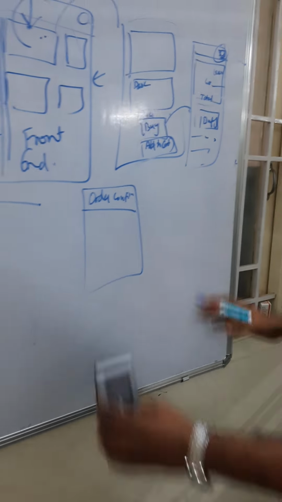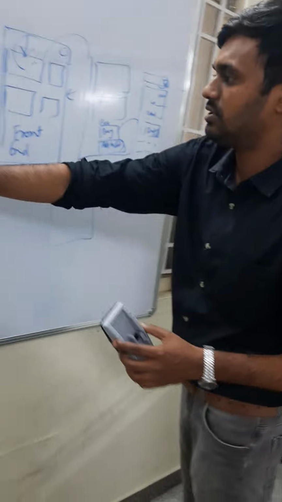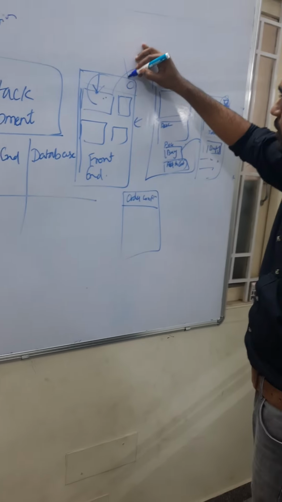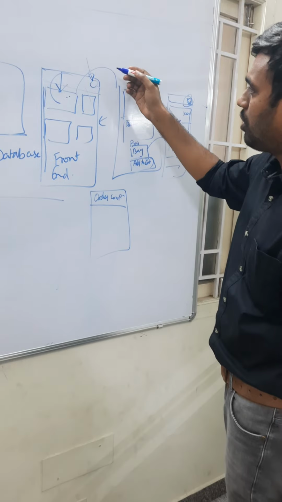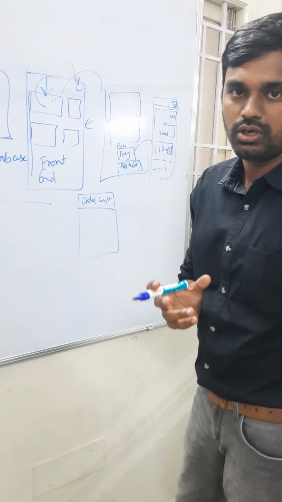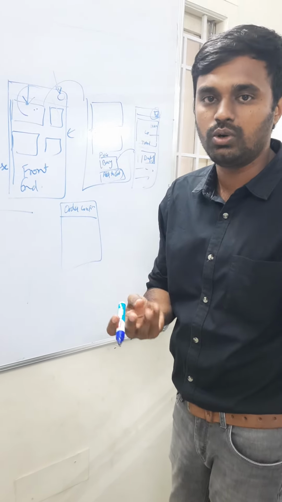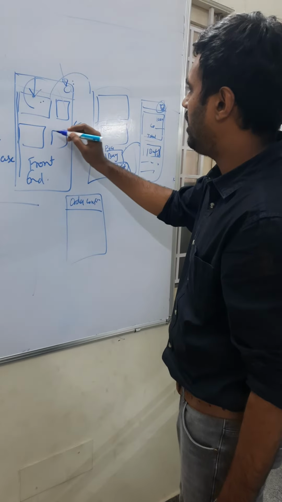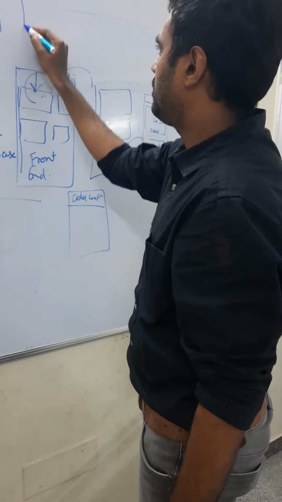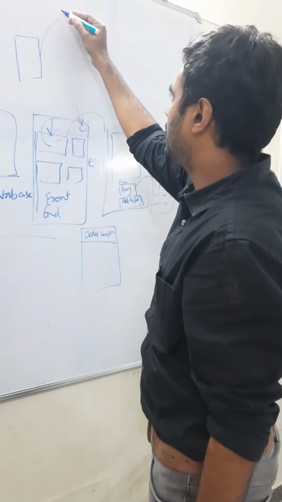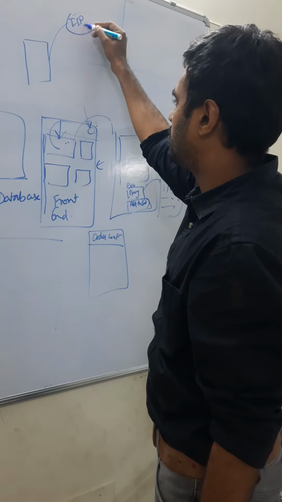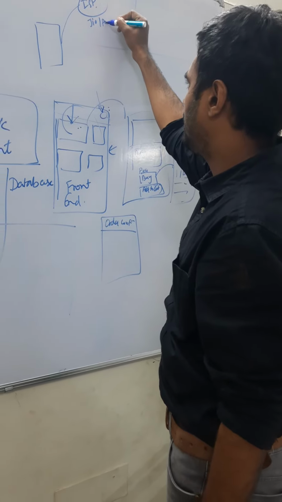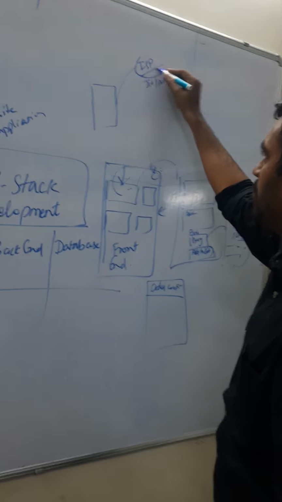So let's consider this scenario and see where the front end, back end and database come in. First of all, you log in to your Amazon account with the help of your Gmail account or some other account. What will happen? This is your mobile. It will connect to the ISP. ISP is the internet service provider, maybe Jio or Airtel.